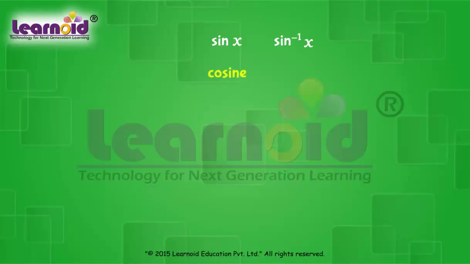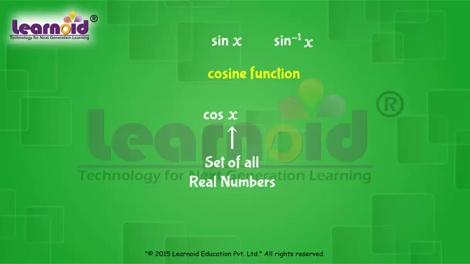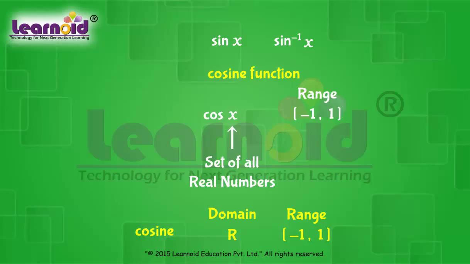Let us take cosine function first. Domain of cosine function is set of all real numbers. Value of cosine of x lies between minus 1 and 1. So range of cosine function is closed interval minus 1, 1.